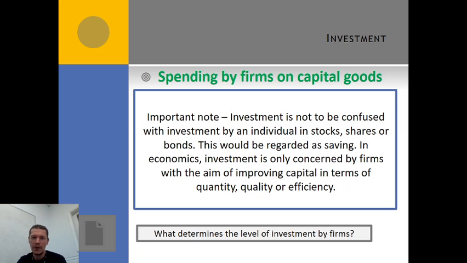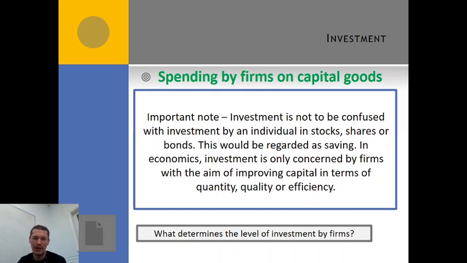Now, I mentioned this morning, and I thought I'd already done it, but I hadn't. I forgot it was on the investment PowerPoint. So don't forget, investment is that definition there: spending by firms on capital goods.